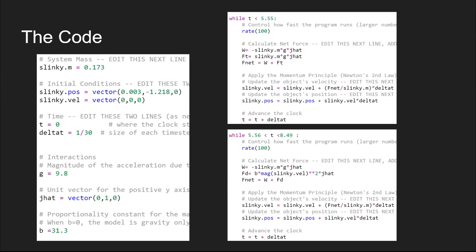Then, using the velocity update formula in both time steps, I calculate the object's new velocity and use that to calculate the slinky's new position in the position update formula. Then I printed out the time and y position of the slinky to use that data on the graph of the results in the next slide.